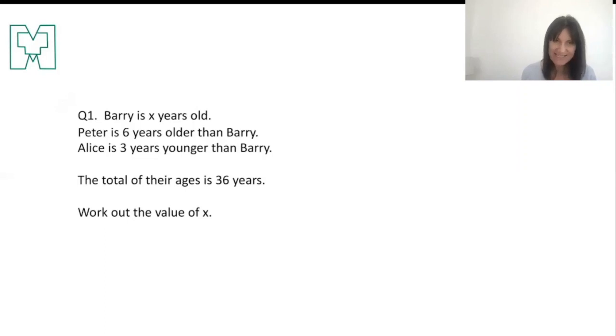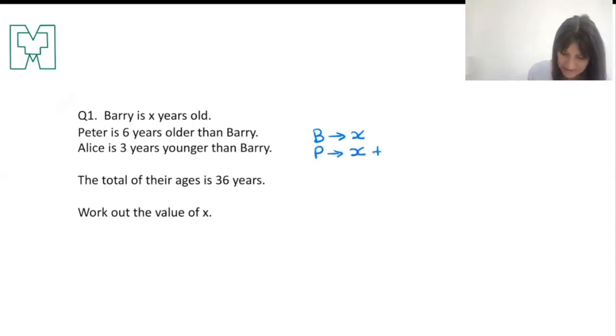Okay, so Barry is x years old. So they've been very kind. They've told us that this is going to be an algebra question. So we're going to go, Barry is x. Peter is 6 years older, so Peter is the same number of years plus 6. And Alice is 3 years younger than Barry, so x minus 3.